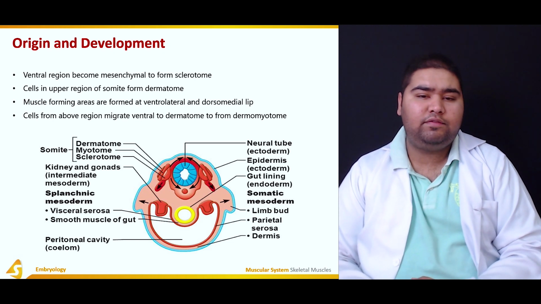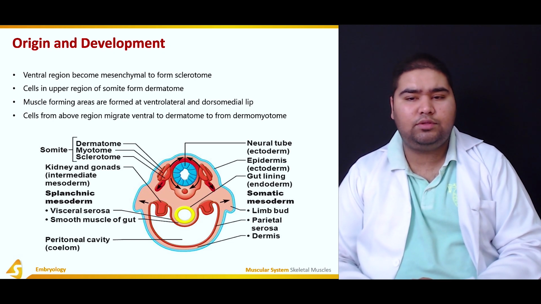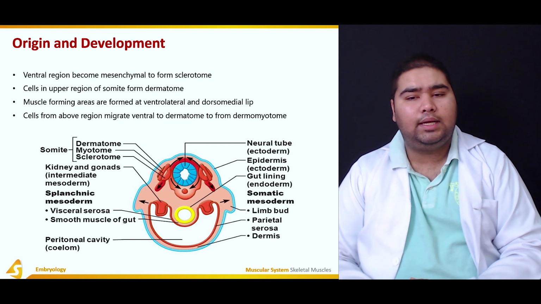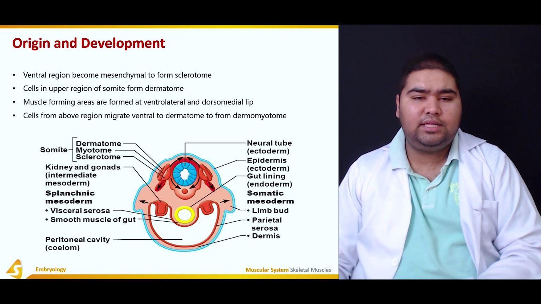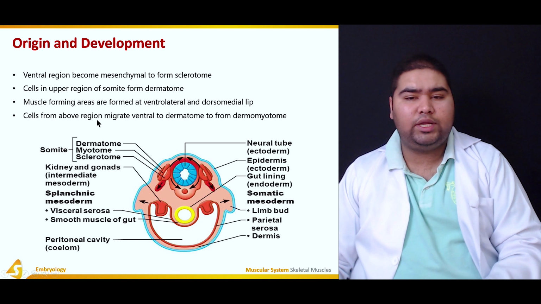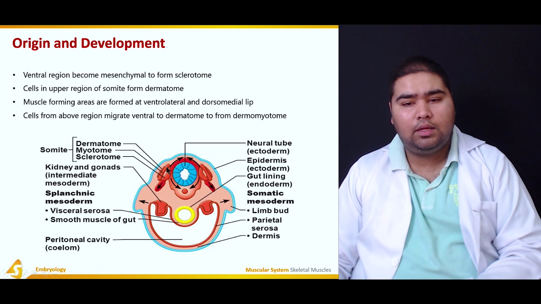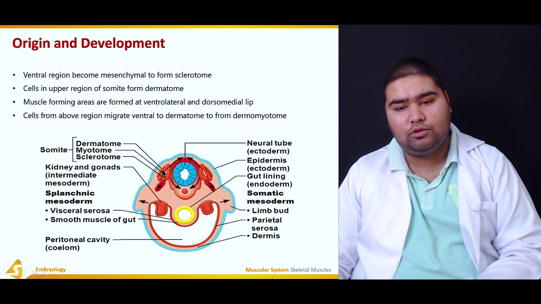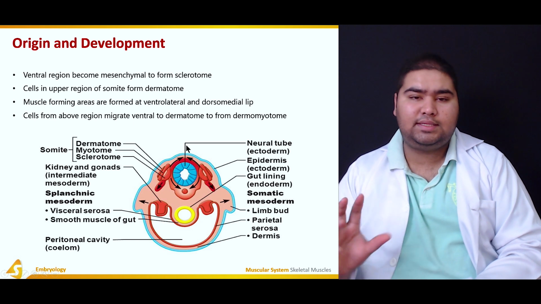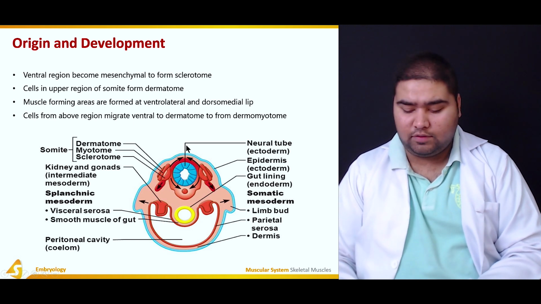Cells from the above region migrate ventral to the dermatome to form a dermomyotome. This is the dermatome, and they migrate ventral to it. Now, this is what a myotome is. This is the originator, or the precursor, of the muscle.